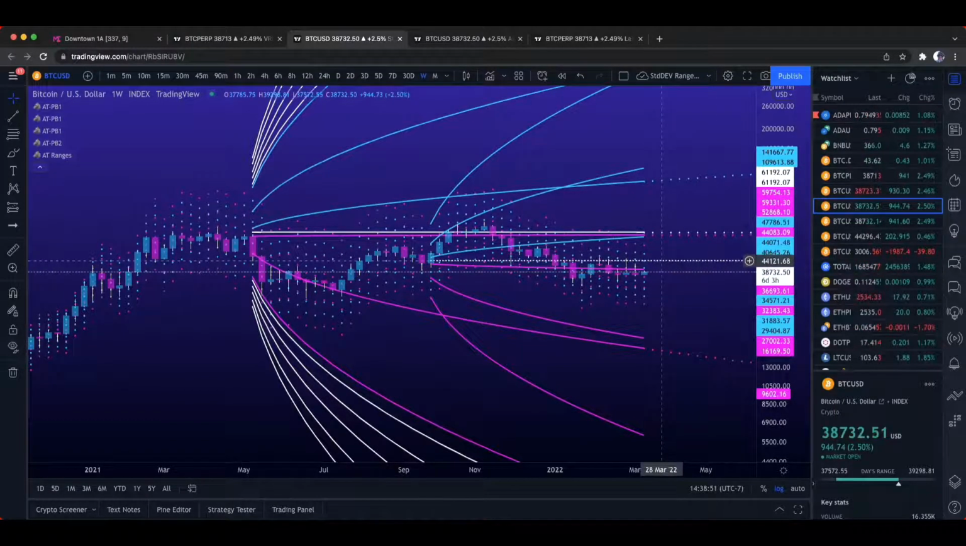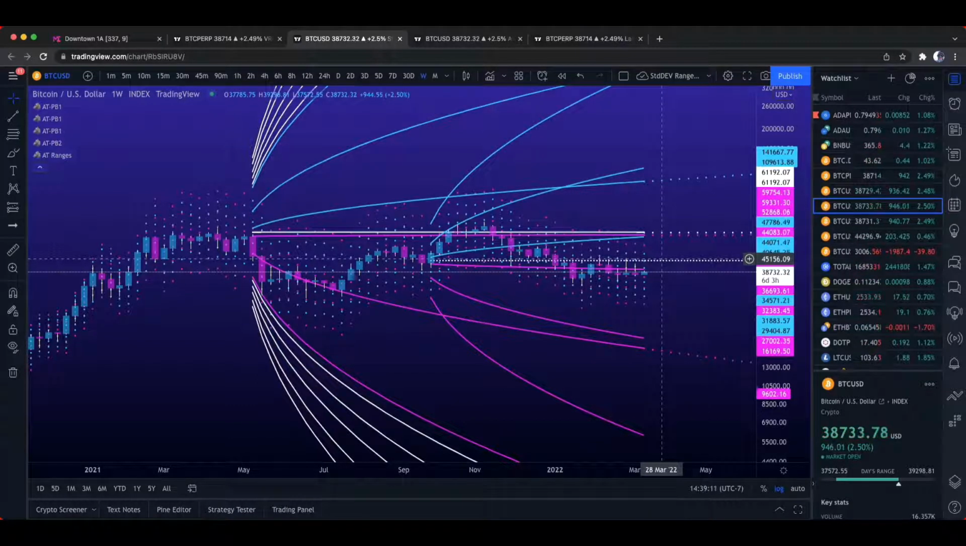I'm going to say it again. Bitcoin needs to close a weekly candle above the mean of this projection. If Bitcoin can get up here and close a weekly candle right now, this week, it's going to be more than a second standard deviation normal distribution move. That's a tough road to hoe for Bitcoin. Why do I say that?